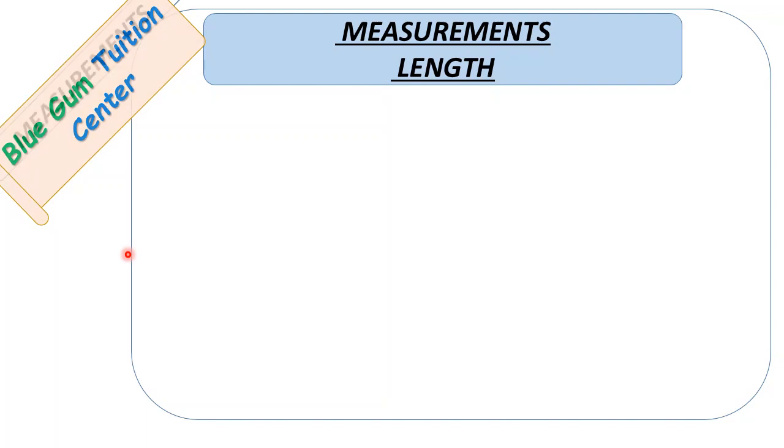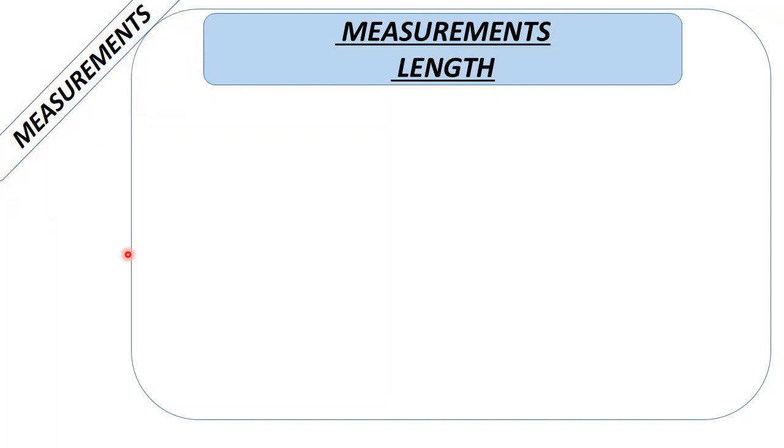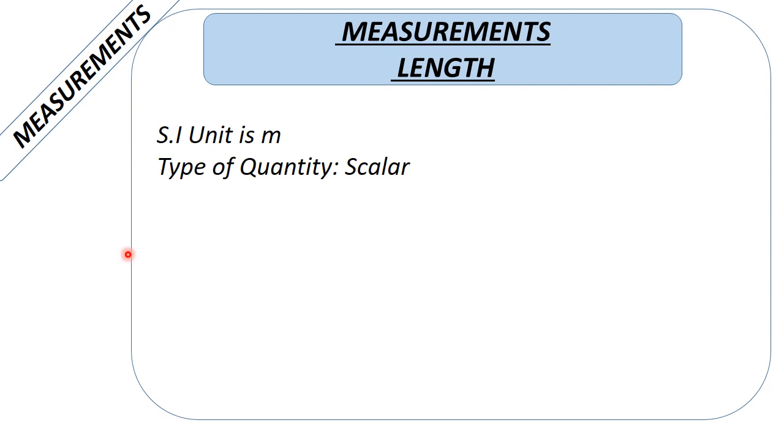So we learned in the last videos that the SI unit for length is meters. We also learned that as a type of quantity, length is a scalar quantity, which means it has nothing to do with direction. But what instrument can we use to measure length? One of the common instruments used is a meter rule. There are some other instruments that are used to measure length.